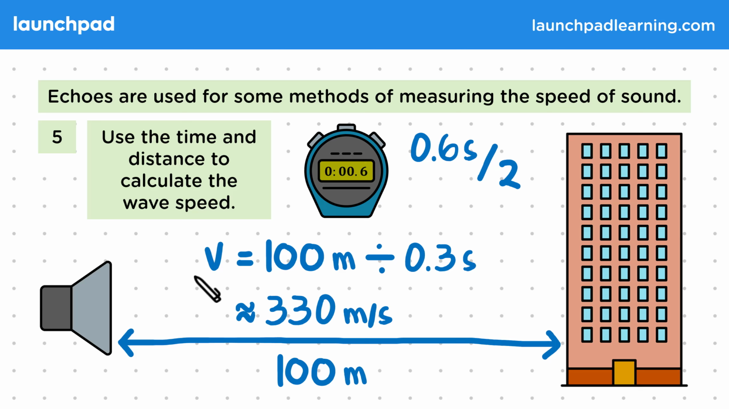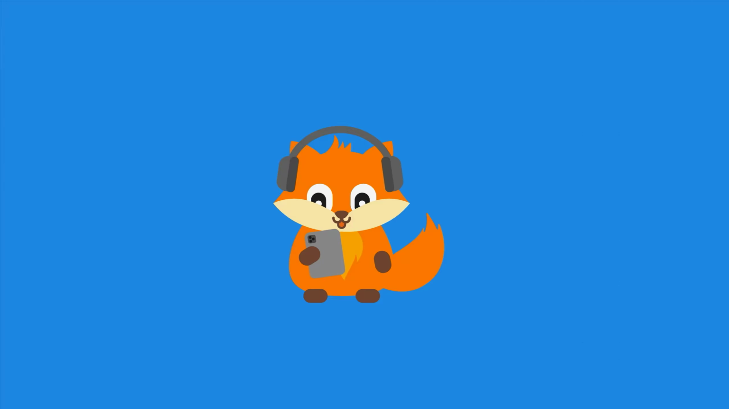Now, while you don't necessarily have to describe this method in an exam, you could be given the data from a similar experiment and have to do this calculation. Or you could suggest ways of making the measurement more accurate, such as by measuring a series of echoes instead of just one.